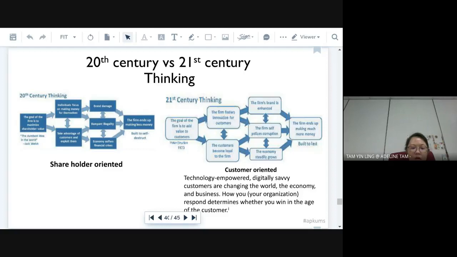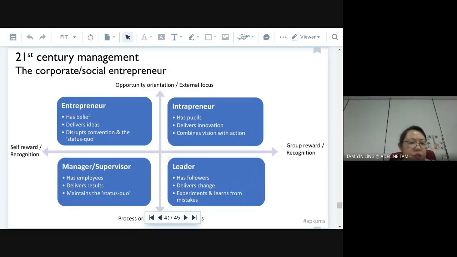So how the organization responds will determine whether they win in the age of the customers. That is what the company has to do. So in the 21st century, remember, we have entrepreneurs, and at the same time, we also have intrapreneurs. Intrapreneurs means entrepreneurs in a company. We have innovation among the workers. When we say entrepreneur, they start with a new company, new product, new market.